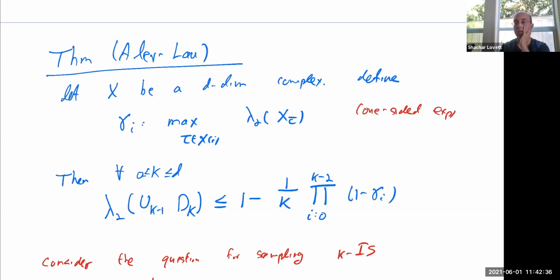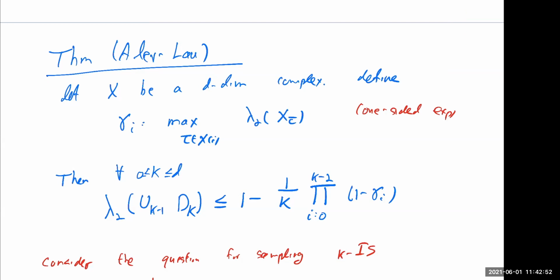So what I want to do now, with the remaining time, is to prove the theorem to you. But before that, let me see if anybody has any questions on the theorem or the notation.